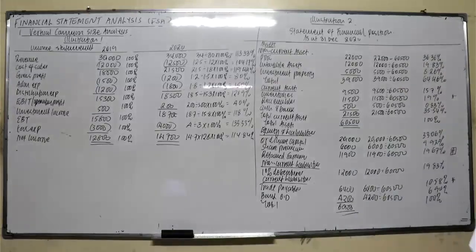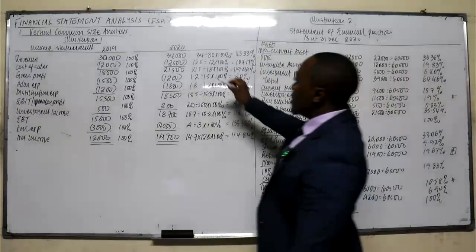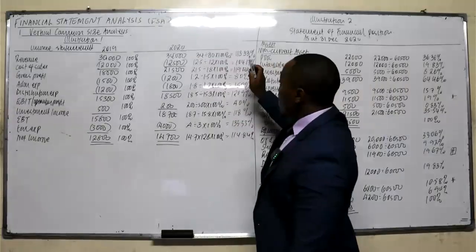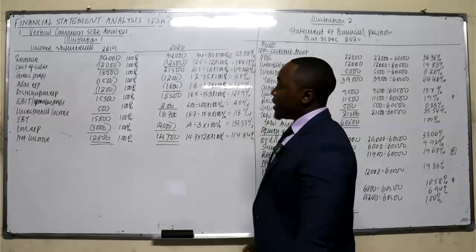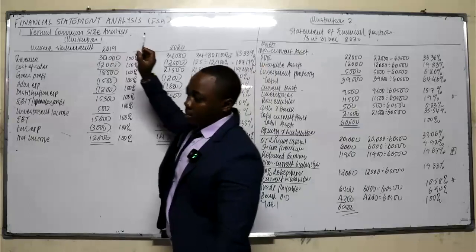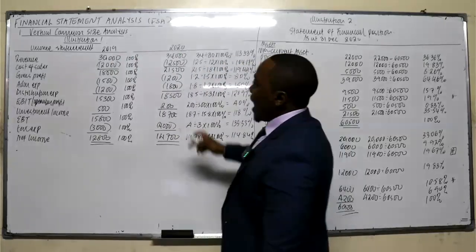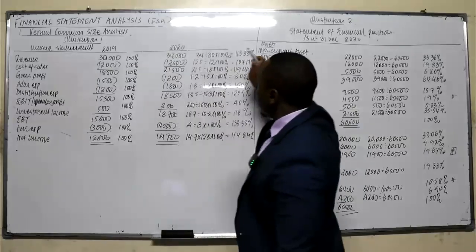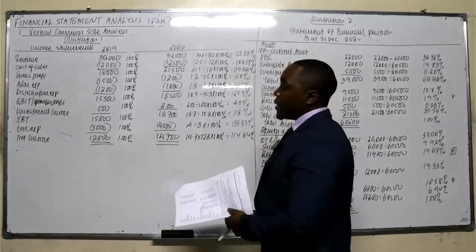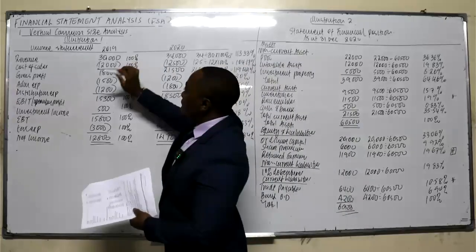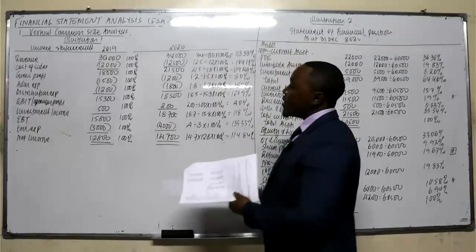What does that mean? So that means 2020 sales or revenue was 113.33% of that of 2019. So in short, there was an increase by 13.33%. Our cost of sales for 2020 was 104% of that of 2019. That shows there was an increment by 4%.